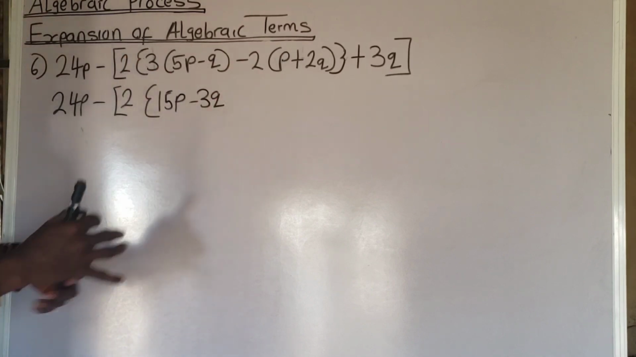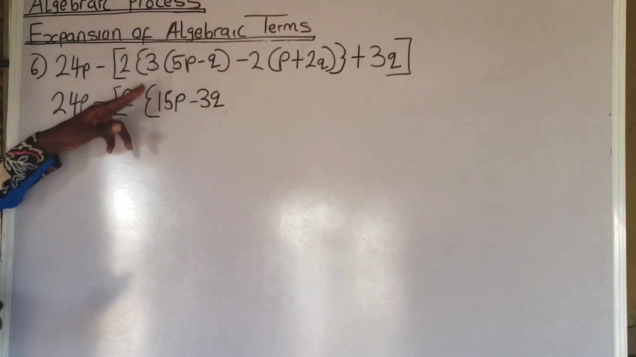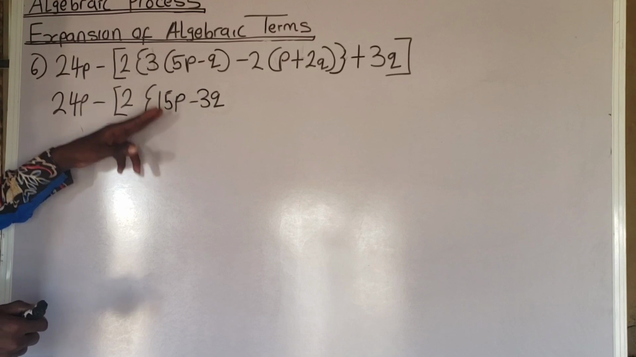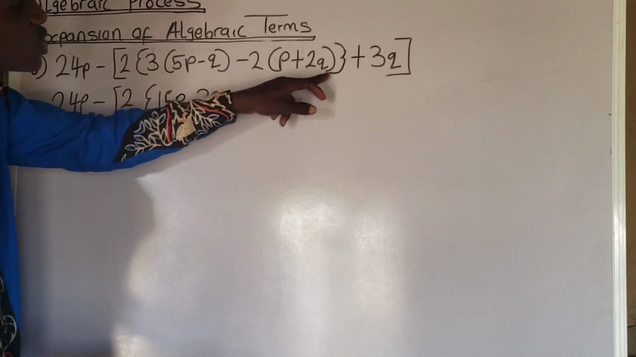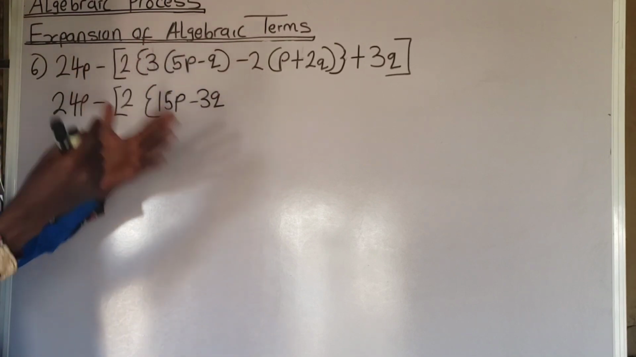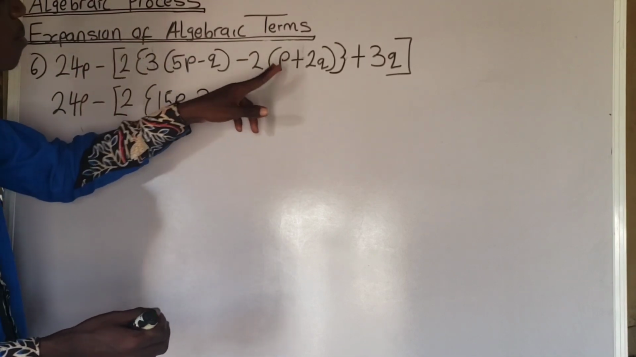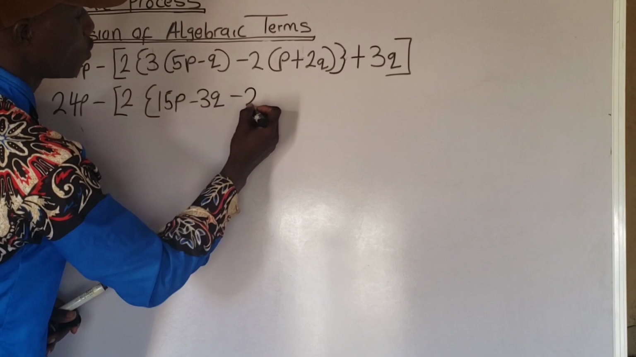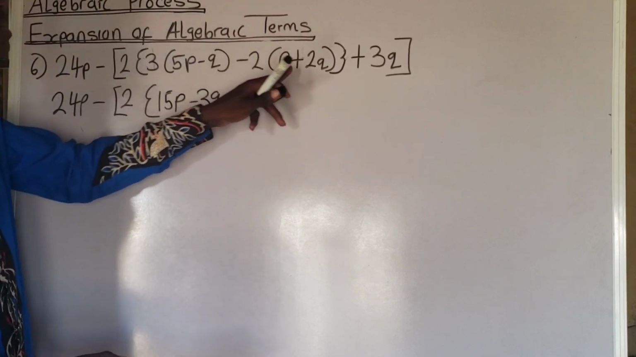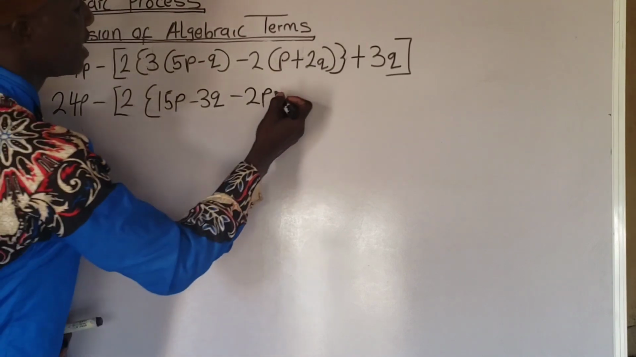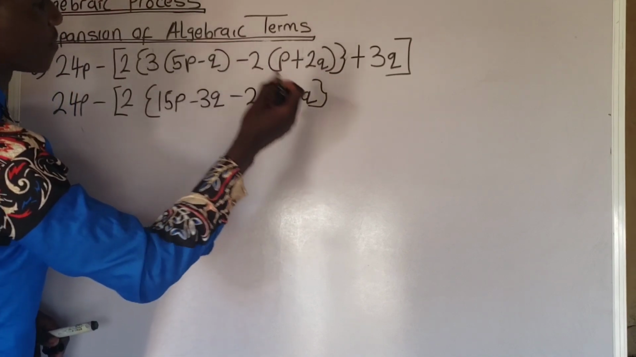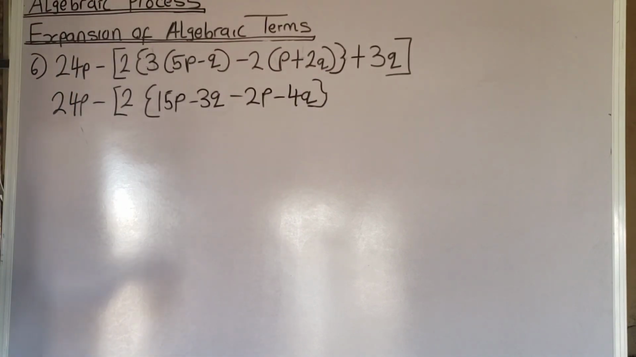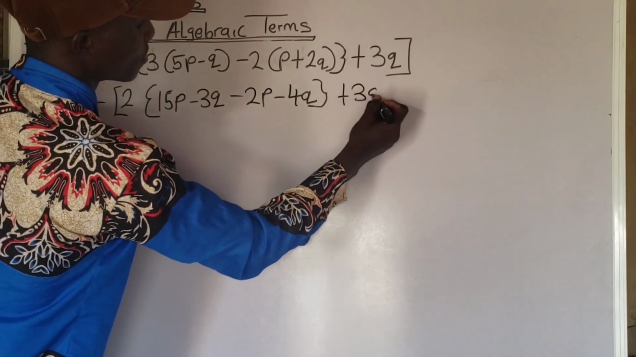For this, I'm going to have 3 multiplied by 5p, that is 15p. 3 multiplied by negative q, that is negative 3q. Now let us open this second smaller bracket by negative 2. Negative 2 multiplied by p will be negative 2p. Negative 2 multiplied by positive 2q will be negative 4q. And put the bracket. Now, let us have plus 3q.